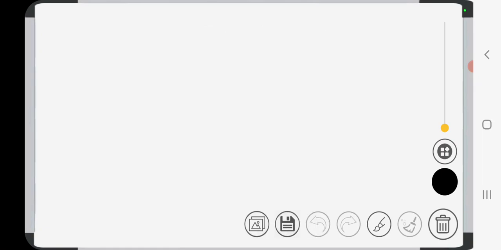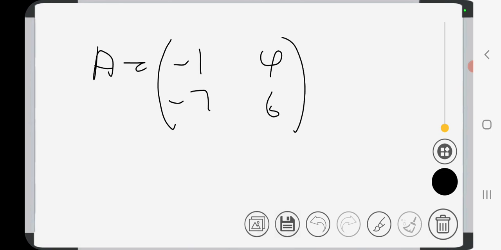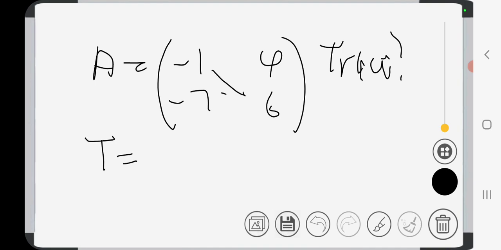For instance, let's say we have matrix A to be given as -1 4, minus 7 6, and we have to find the trace. To find the trace is simply add the number along the diagonal that I've indicated. This particular diagonal is called the leading diagonal. So it's going to be minus 1 plus 6, which is equal to 5.